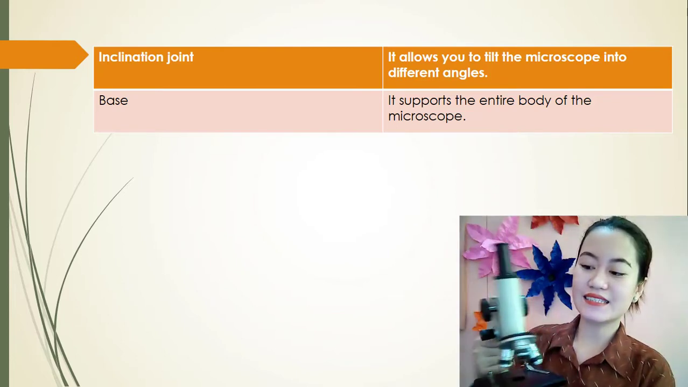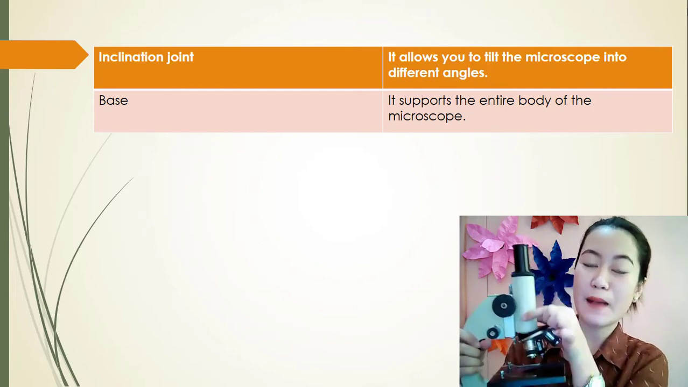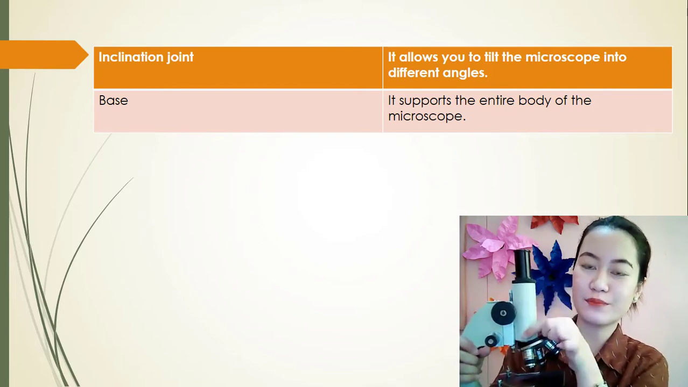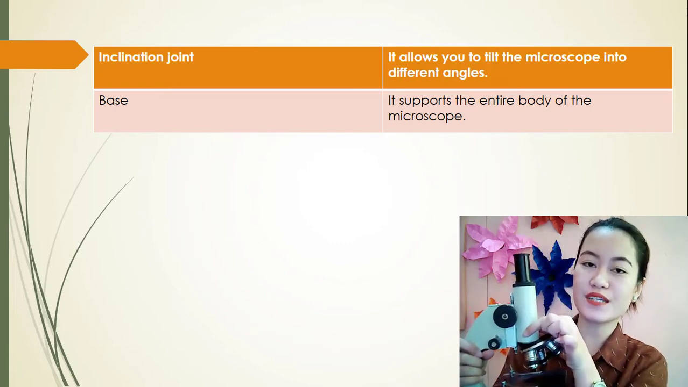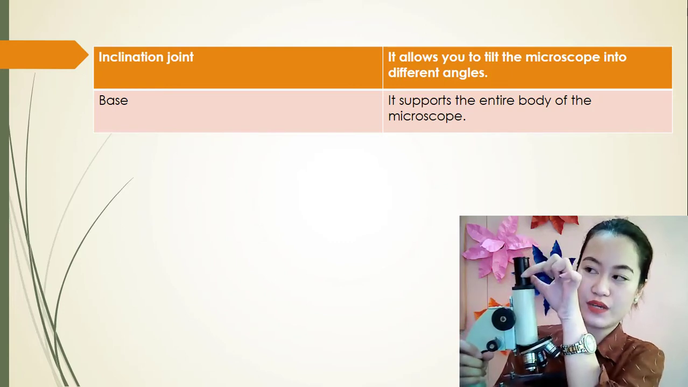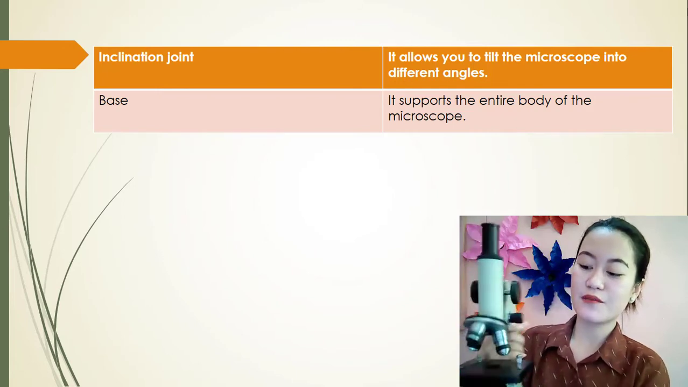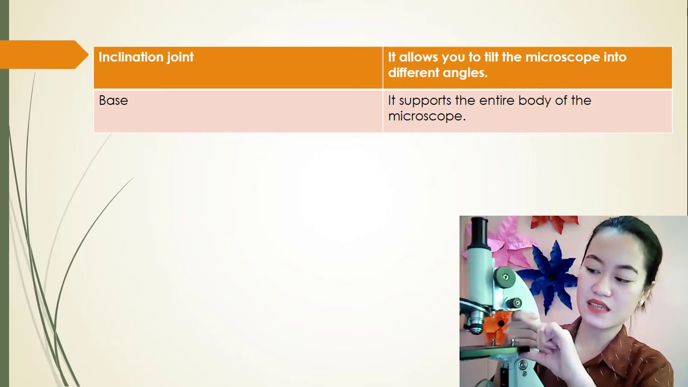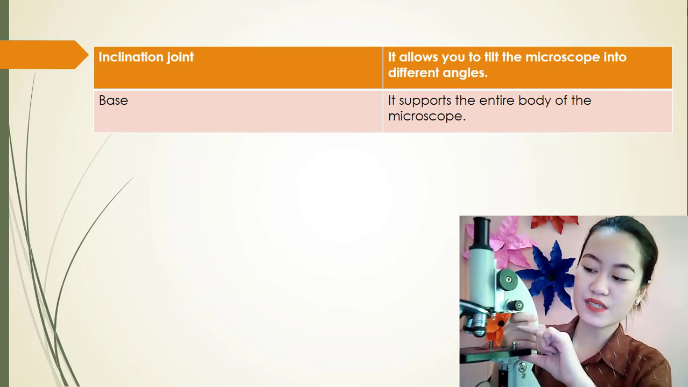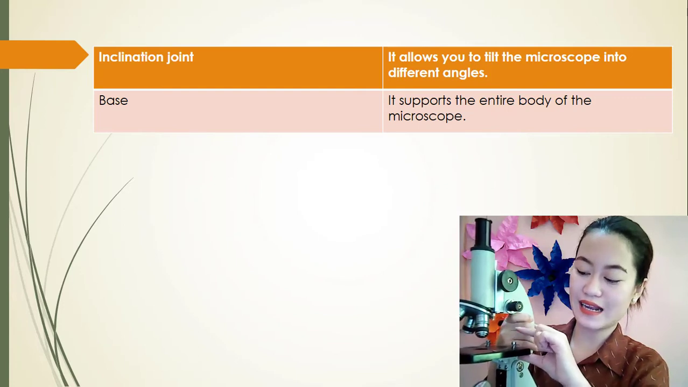Okay. So, let us add. We forgot to add this one. This is the body tube. Itong bilog na puti. This is the body tube. Okay. So, it supports the draw tube. Don't forget, this is the body tube. Next, we forgot also to add the stage clip. Okay. This is the stage clip. It supports the sliding glass.